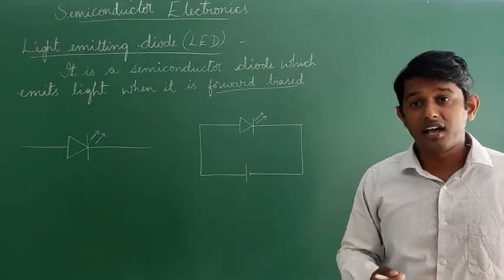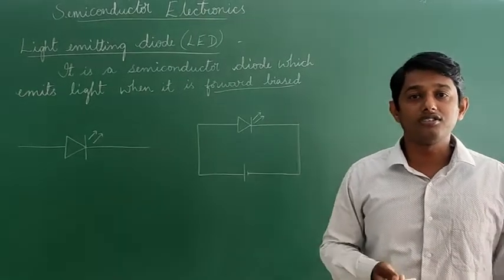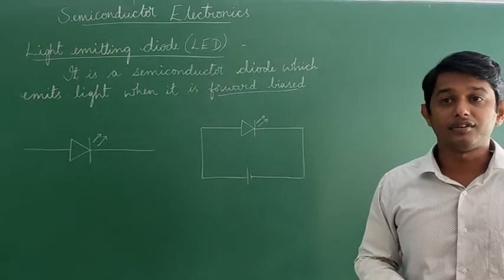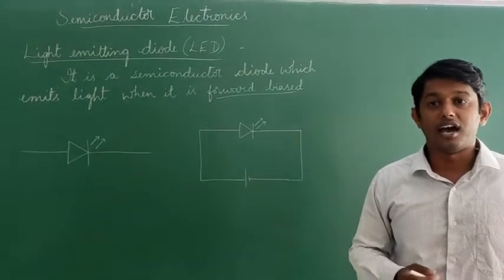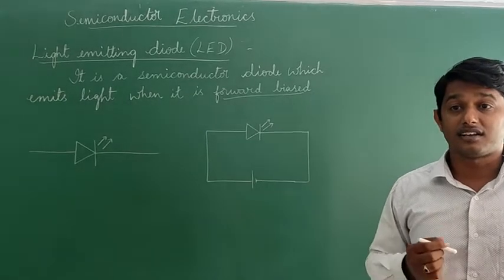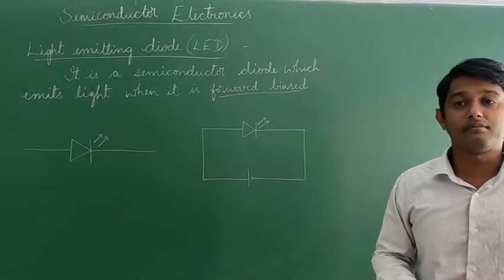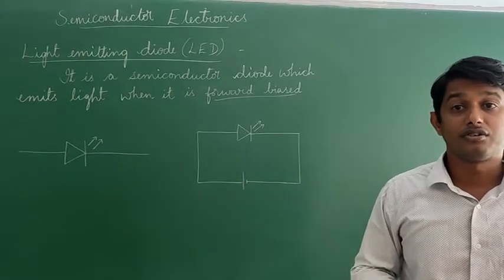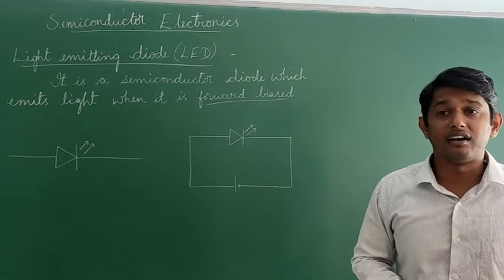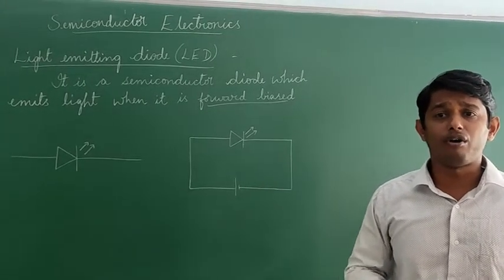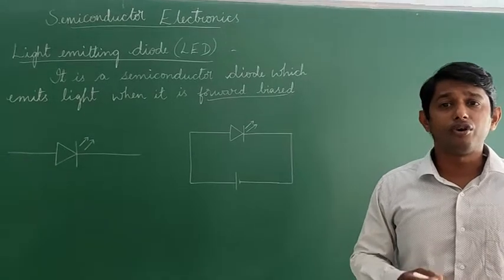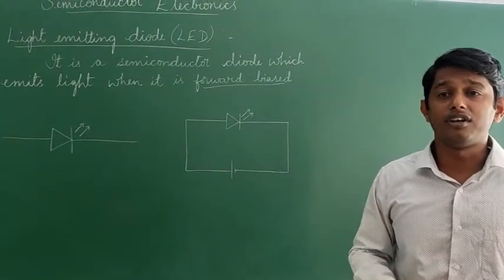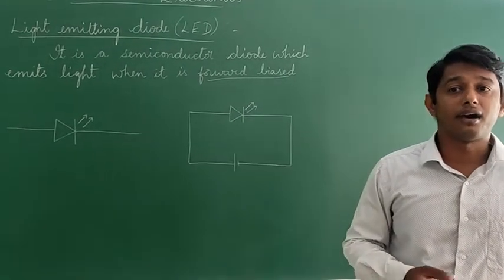At the junction boundary, the concentration of minority carriers increases compared to the equilibrium concentration, and these carriers recombine with majority charge carriers. On recombination, the energy is released in the form of photons. Photons with energy equal to or slightly less than the band gap are emitted.